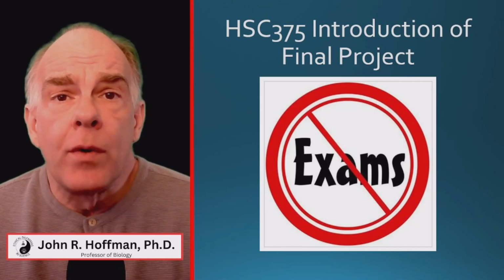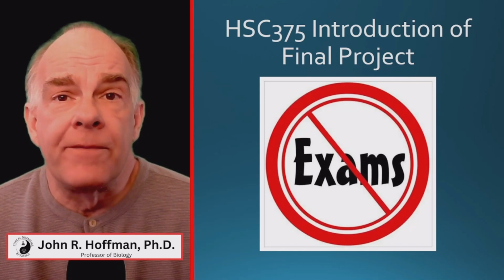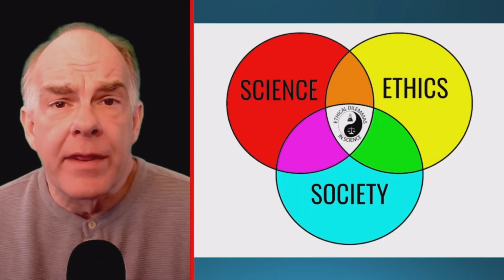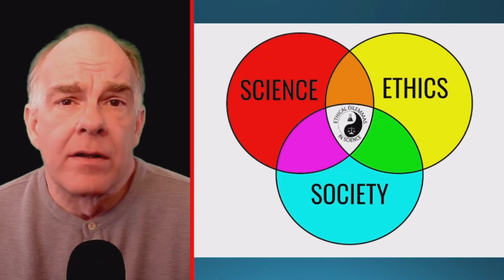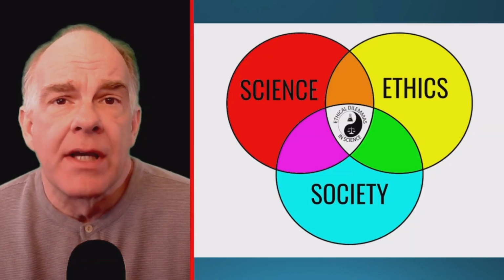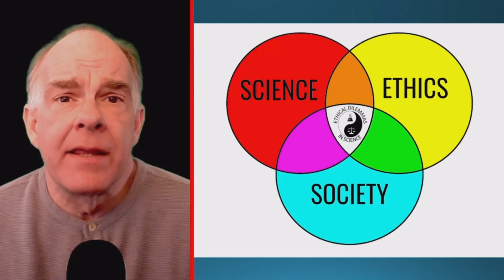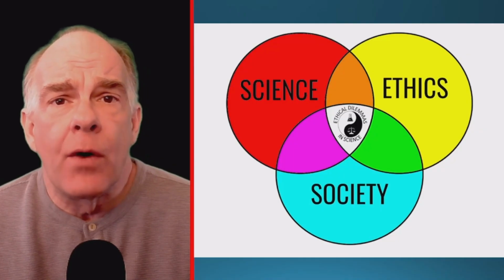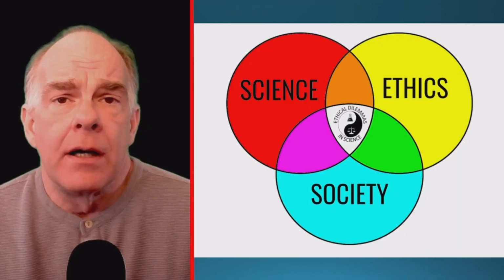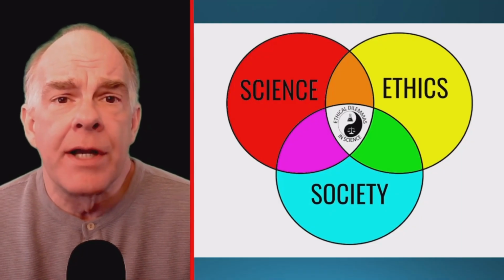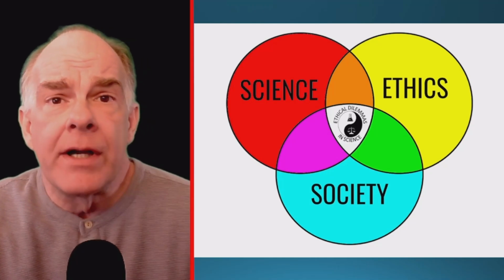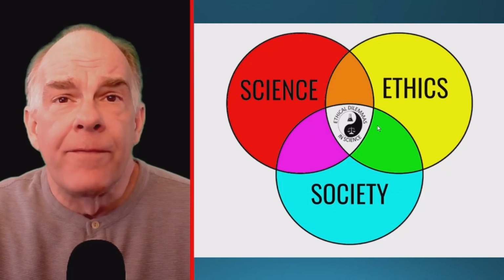Hello. In this video, I want to give you a quick introduction to the final project in Health Science Ethics 375. As we've talked about previously within this course, the goal is to take a look at health sciences and ethics, but then to take it beyond that, to make this into essentially an applied ethics class, where we think about the implications of the health science and the ethical considerations and the impact that they have on society.